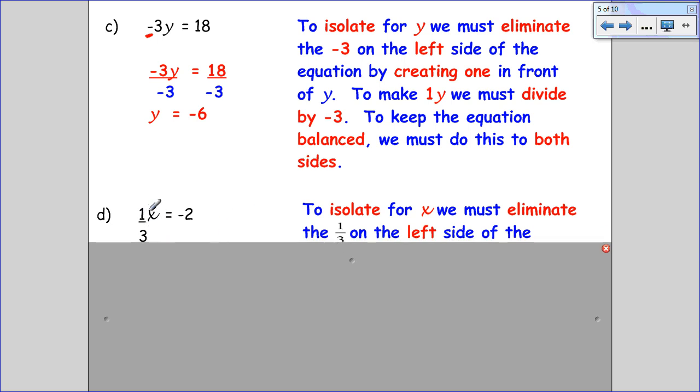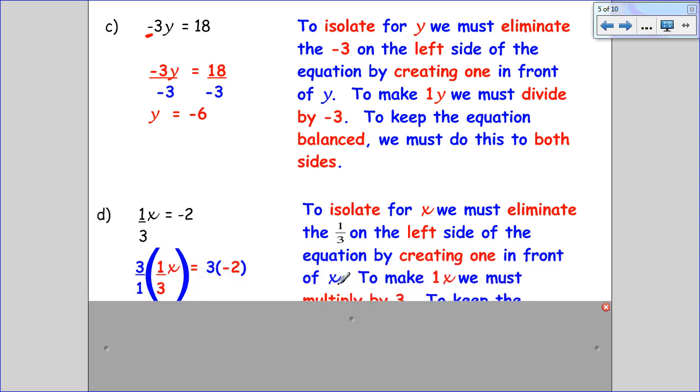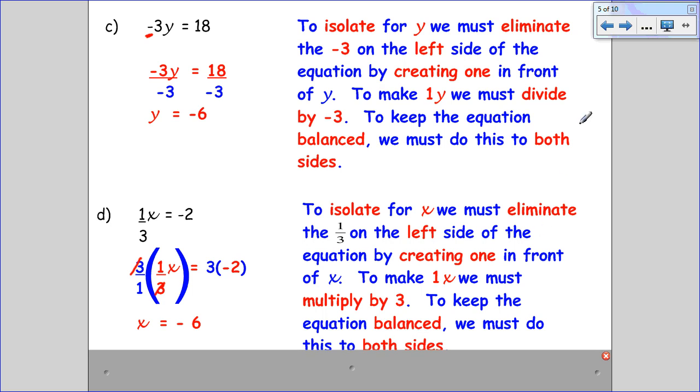1/3 x equals negative 2. This is like divide by 3. In order to get rid of a divide by 3, the opposite of divide is multiply. So I multiply both sides by 3. And remember, when I multiply the left side by 3, it's like writing 3 over 1, because any whole number can be written as a fraction with denominator 1. And what we see happening is these 3's reduce away, and we're left with x equals negative 6.